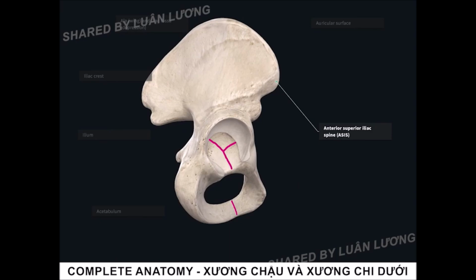The ASIS is not only a key landmark for physicians, as it is readily palpated in almost everybody, but it is also going to be a key site of attachment for two muscles of the thigh and the inguinal ligament.